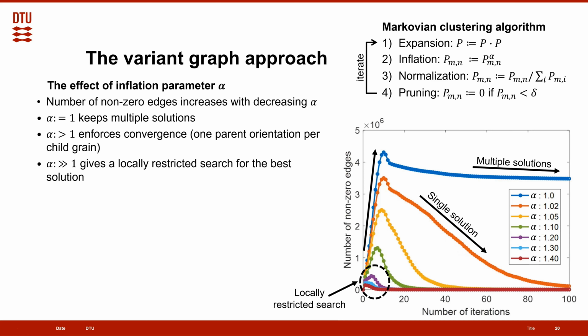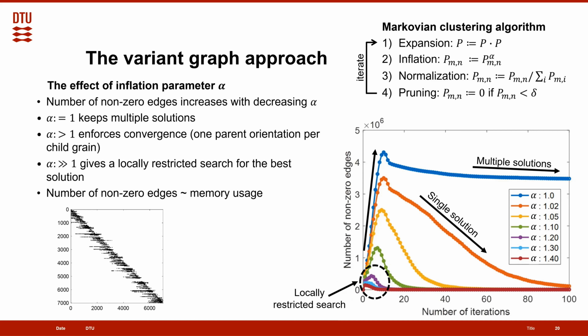If we are very aggressive with this inflation parameter, we can keep the number of non-zero edges very low. This means that we have a quite locally restricted search. We don't really want to expand the parent clustering very far out. We really just want to search in our local neighborhood. In this way, we can continuously transition between a very global approach to a very local approach that's very close to the local neighbor approach. And as I told you before, just to recap, the number of non-zero edges in this matrix is equivalent to the memory usage. So you have to keep these things in mind when you're using the algorithm.